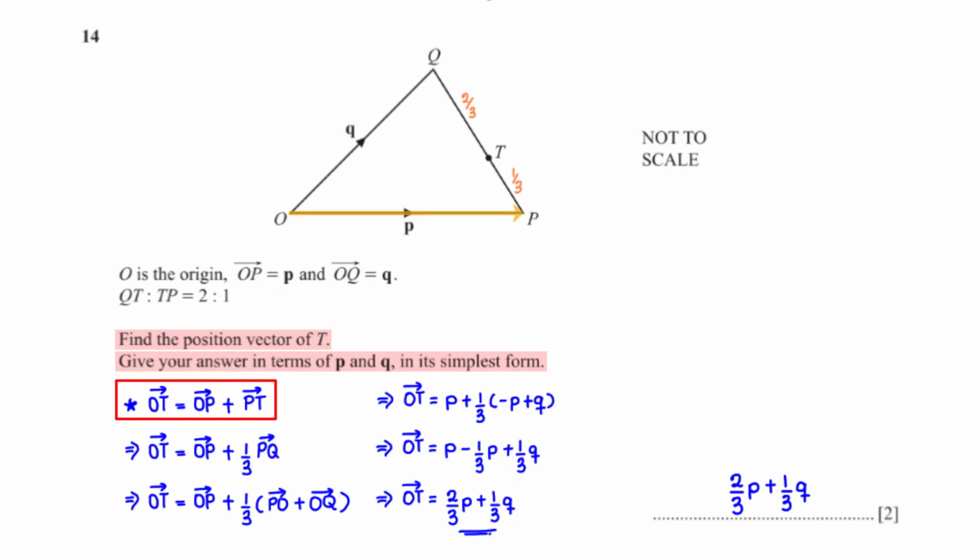OT can be expressed as OP plus PT. PT is 1/3 of PQ. PQ is PO plus OQ. OP is p, PO is negative p, and OQ is q.